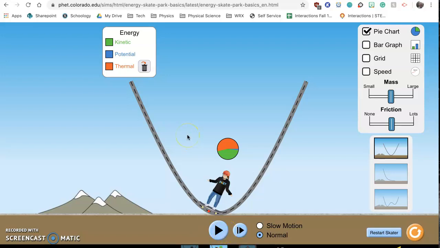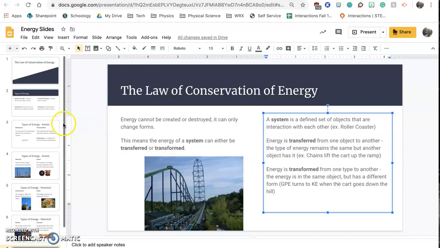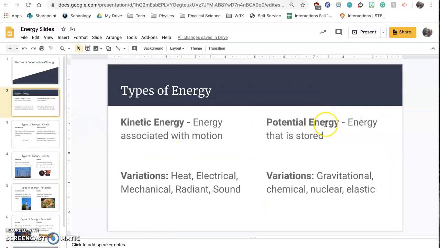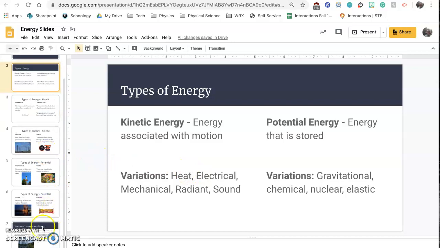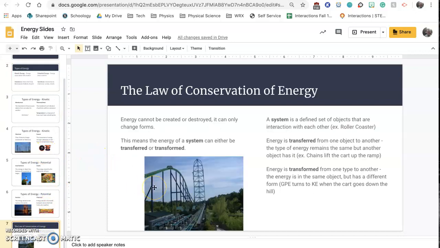So hopefully this helps, clears some things up. I would put these slides in your notes. I know I'm not able to get you your graphic organizers and stuff like that, but again, if I go back to these slides here, some really key points. I have two different types of energy. I've got all sorts of different variations of that. But most importantly, the conservation of energy is stating I can't create it or destroy it. It just has to change forms or go somewhere else.